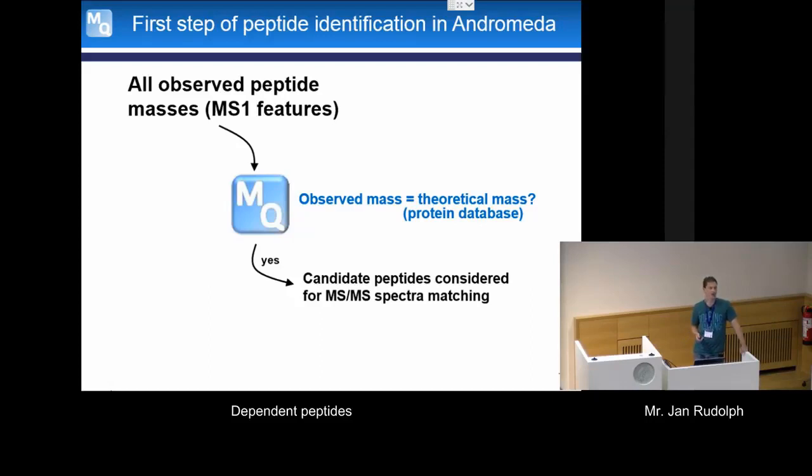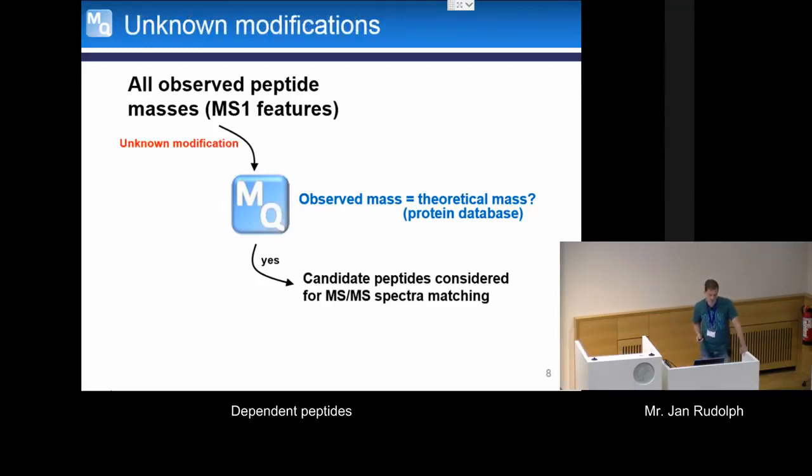So let's see what happens when we have a modification that we did not specify in the variable modifications tab. So this unknown modification will introduce a mass shift on the MS1 level, and therefore we will not be able to match it to anything that we see in our database. And subsequently, this peptide will be excluded from the search. So we will not be able to identify it.